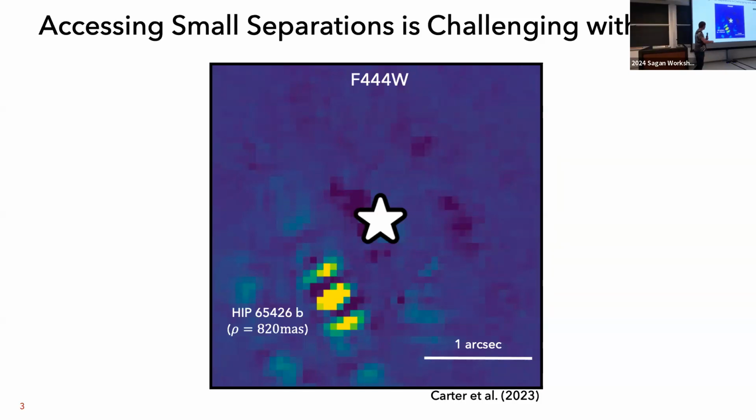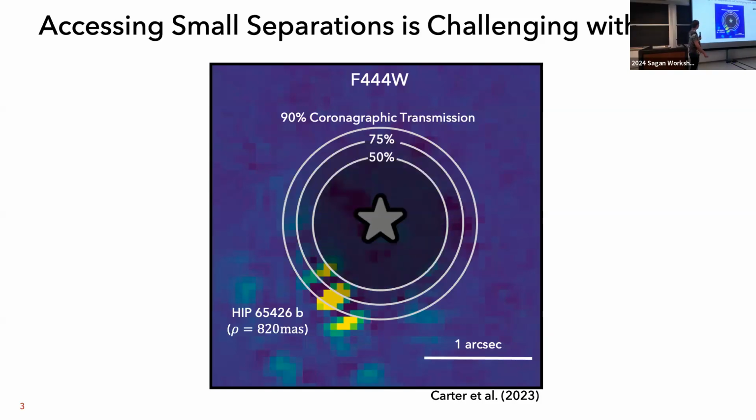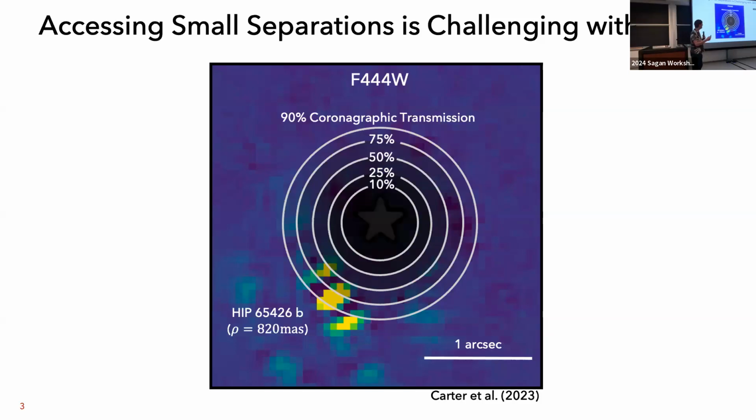program. And even at this wider separation of 820 milliarcseconds, about 10% of the light of the planet is blocked out by the coronagraph. But of course, as you work your way inwards, here's where 25% of light is blocked. Then here's the separation where 50% of the light is blocked. And then 75% of the light is blocked. And then here's where 90% of the light is blocked out by the coronagraph. And then here's where AF-B falls.